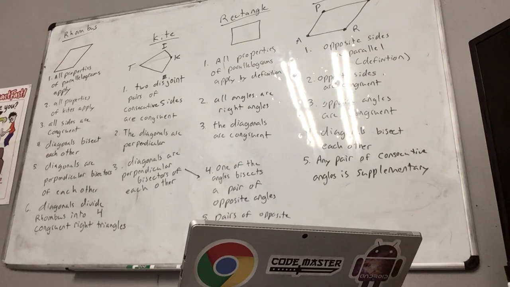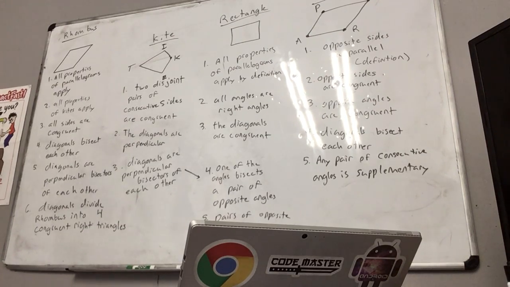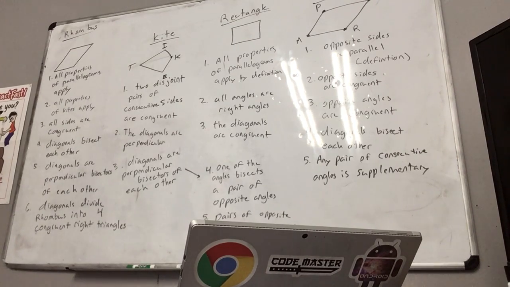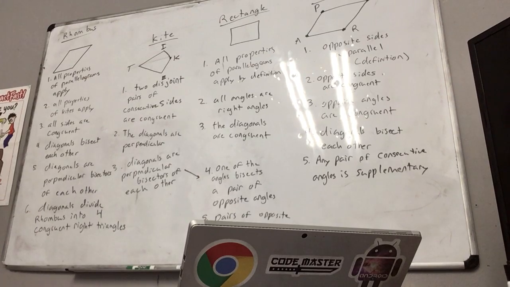For a parallelogram, opposite sides are parallel and opposite sides are congruent. Opposite angles are congruent, the diagonals bisect each other, and any pair of consecutive angles is supplementary.